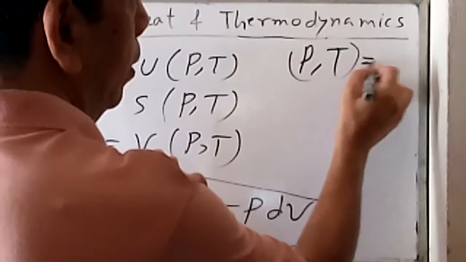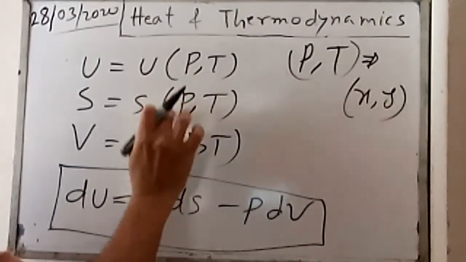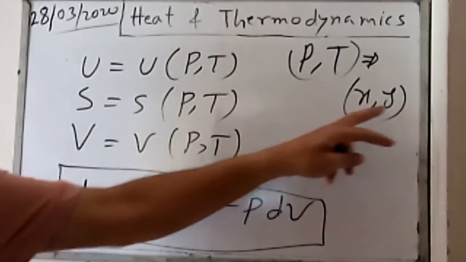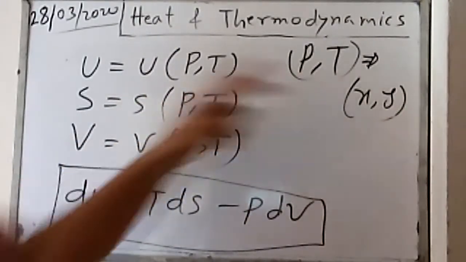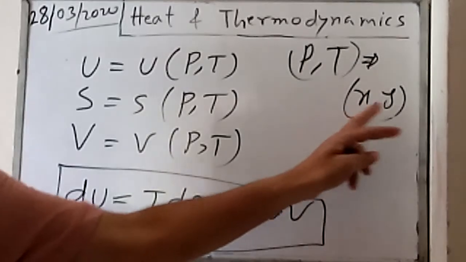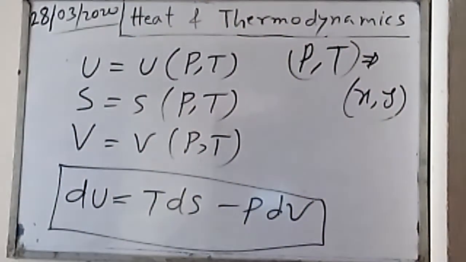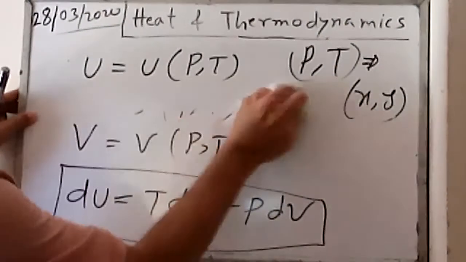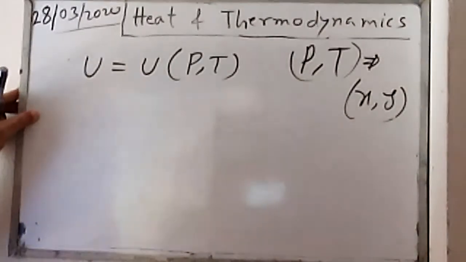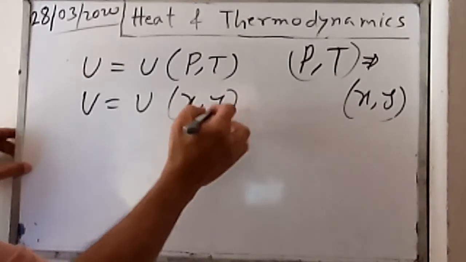If you write x and y, meaning any two of the 5 state functions, then we can write the others as functions of x and y.